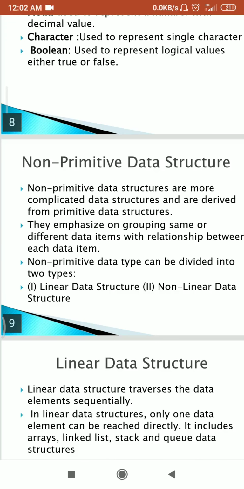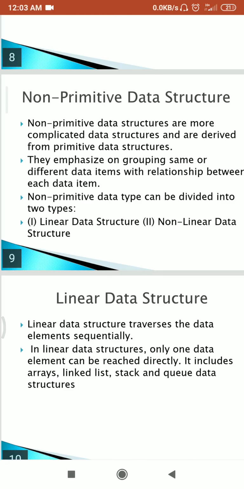Then we go to the non-primitive data structure. What is non-primitive? These data structures are more complicated and are derived from the primitive data structures. Even though they are derived from the primitive data structures, they are complicated, and they emphasize grouping the same or different items with a relationship between the data items.